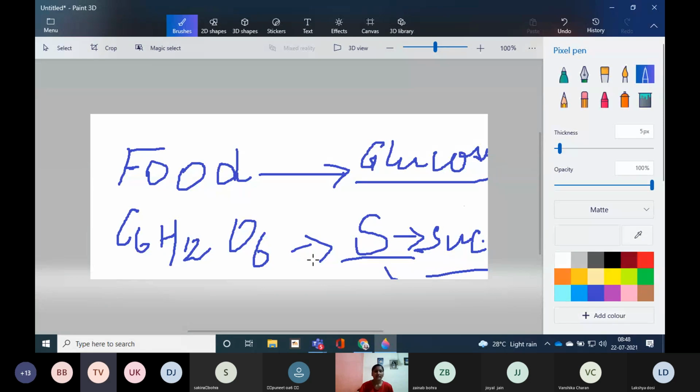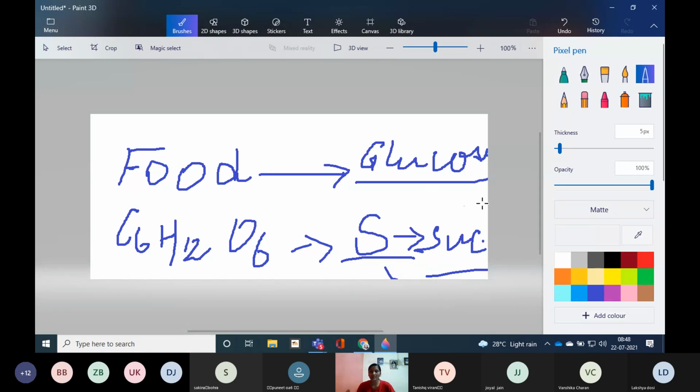So, ma'am, there are two forms of glucose? Yes, the two forms of glucose are starch and sucrose. Glucose has two simpler forms, starch and sucrose. First, glucose converts into starch, and this starch is stored in the leaves on a temporary basis. Then the starch again gets converted into sucrose at night time.